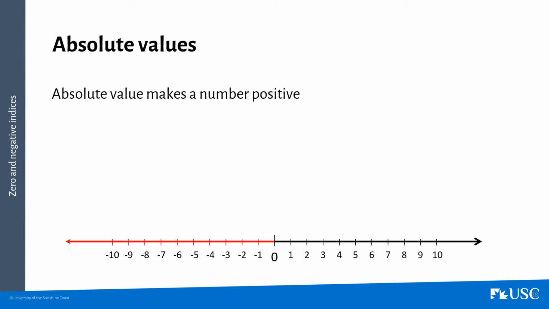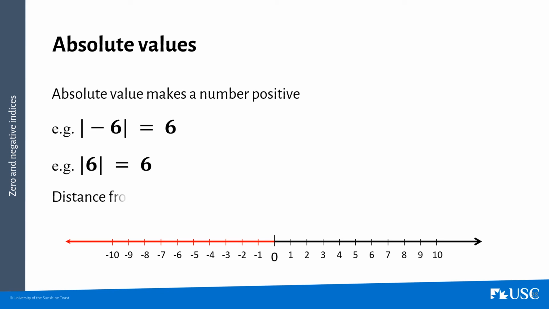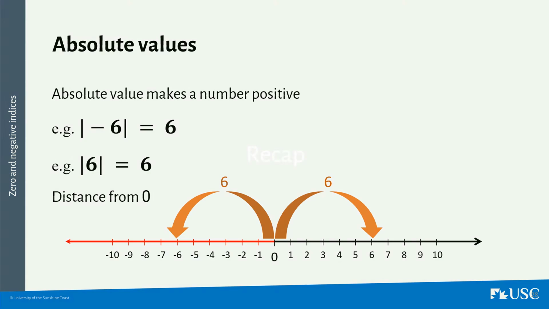What do we mean by absolute value? Absolute value makes the number positive, so the absolute value of negative 6 is 6. The absolute value of 6 is also 6. It's really just the distance that the number is from 0. So positive 6, for example, is 6 units away from 0. And negative 6 is also 6 units away from 0. So the absolute value of each of those numbers is 6.